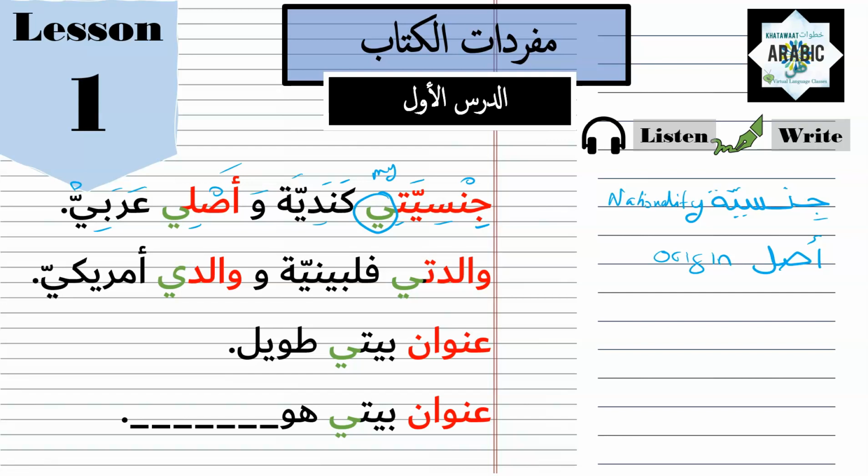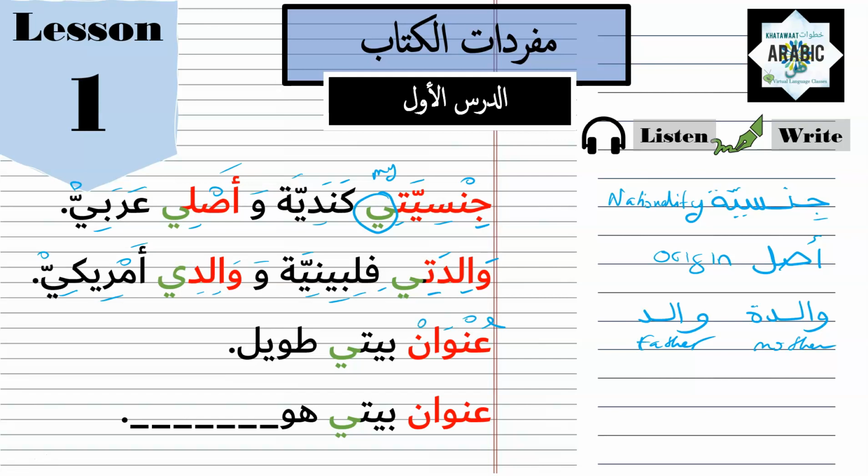الجملة التالية, next sentence. والدتي فلبينية ووالدي أمريكي. Here again we have والدة ووالد, mother and father.